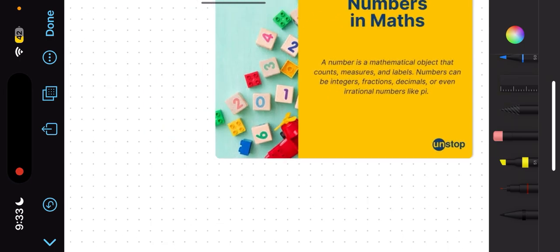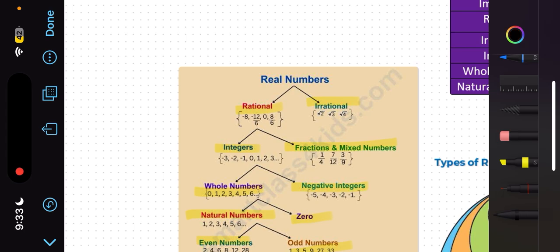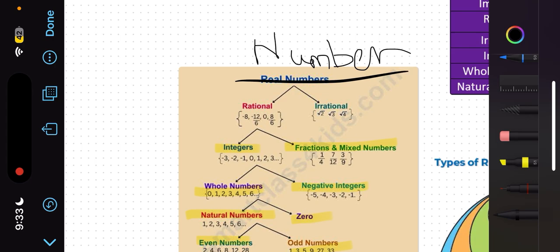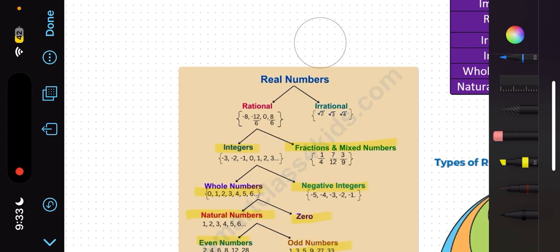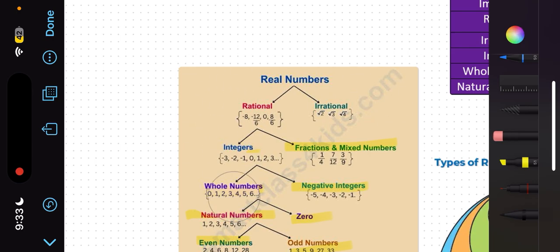Now we have different types of numbers, kinds of numbers. Okay, the first, the main kind, the king of all the numbers is real number. You can say it's basically the starting of numbers. From here all the types of numbers start. The main one, the king of numbers, is real numbers. Okay, first of all, we have rational number and irrational number. What are actually a rational number and irrational number?